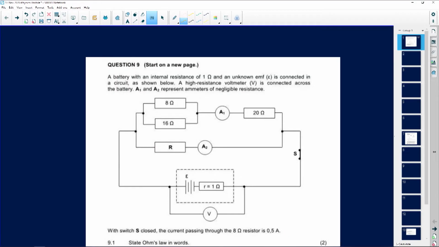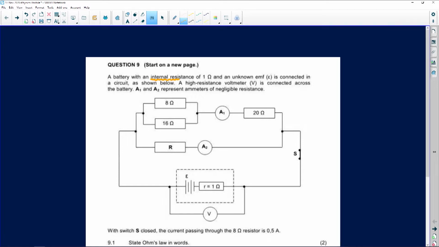This is the first question that we have. This is question 9, and we are told that a battery with an internal resistance, this is very important because already when you see the word internal, you do know that you're going to have the small r in whatever equation. Now with internal resistance, it's not something that we learn in grade 11. In grade 11, we do learn electric circuits, but internal resistance is something we don't really do.